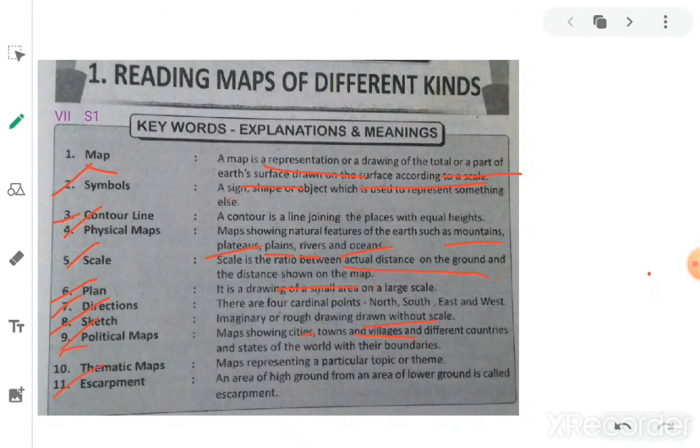Next one, the last one, escarpment. An area of high ground separated from an area of lower ground is called an escarpment. Suppose you go up a hill, and from the top of the hill we observe the lower part of the environment, and we can observe canals or rivers, mountains, hills from the top of the hill. So when we observe the lower area from the upper area, where you find all this greenery, it is called an escarpment. So these are the main points we are going to learn in the lesson.